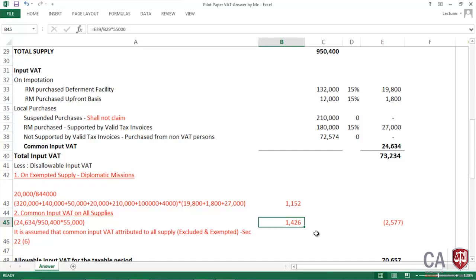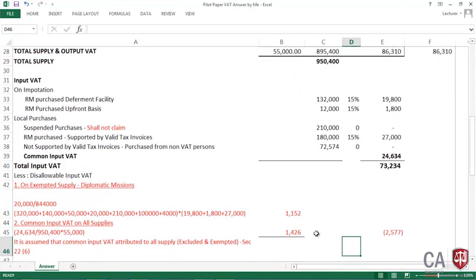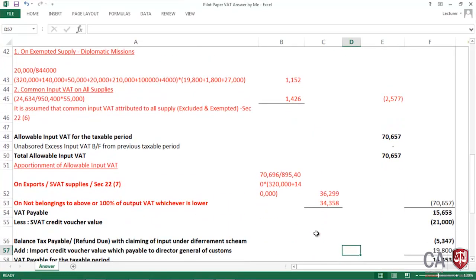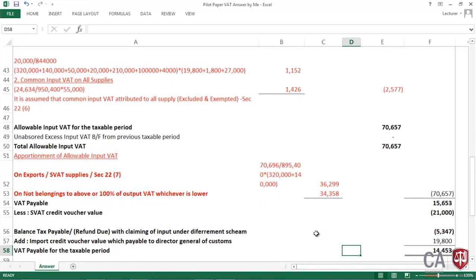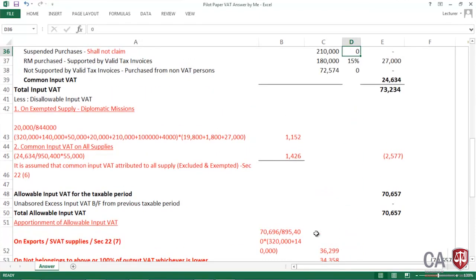Then the examiner knows that this student knows section 22.6, and that if the input VAT is attributable only, we can apportion it and compute disallowable input VAT. With this assumption, I have taken the common input VAT attributable to all the supply, and all together the total disallowable input VAT is 2577 in the 1000 terms. Then allowable input VAT for the taxable period: the total input VAT 73,234 minus disallowable input VAT 2577. Total allowable input VAT for the taxable period.